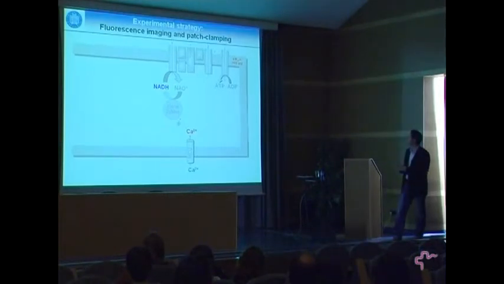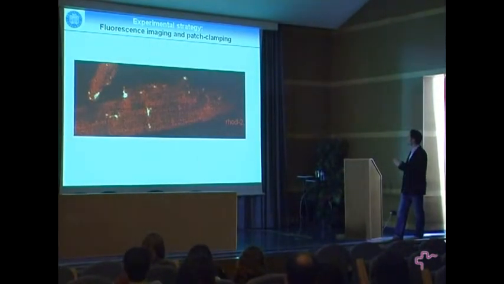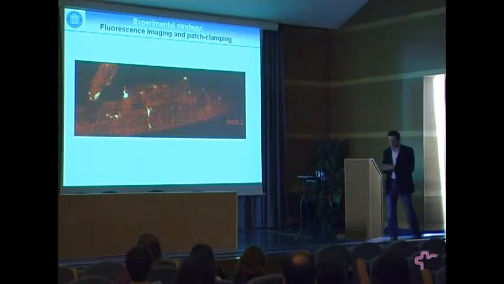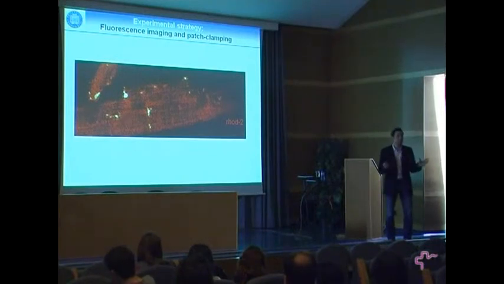And we did this by combining the patch clamp technique with fluorescence imaging. We loaded cells with the calcium indicator Rhod-2, which, by loading the cells, goes primarily to mitochondria because of its positive charge. However, it always leaves traces in the cytosol.